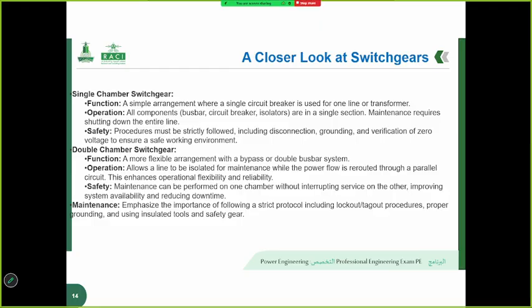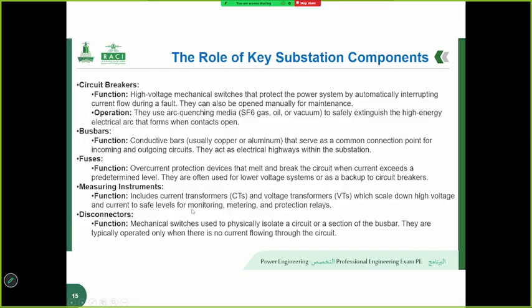Finally, all maintenance work should only be performed by trained personnel using specialized insulated tools and personal protective equipment, such as gloves, face shields, and flame resistant clothing. So these measures ensure that even in the case of an unforeseen event, the risk to personnel is minimized.